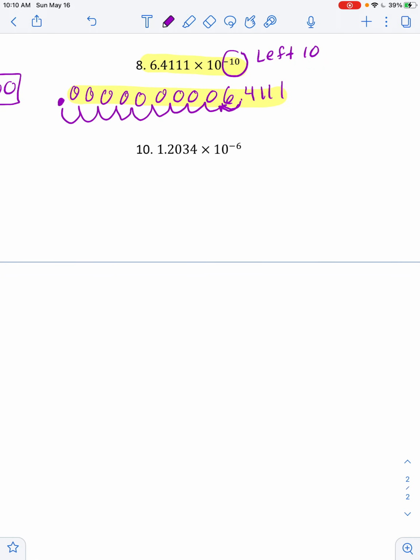And in the last one, because this is a negative 6, think about which direction you will be moving the decimal point. You're going to be moving that to the left.